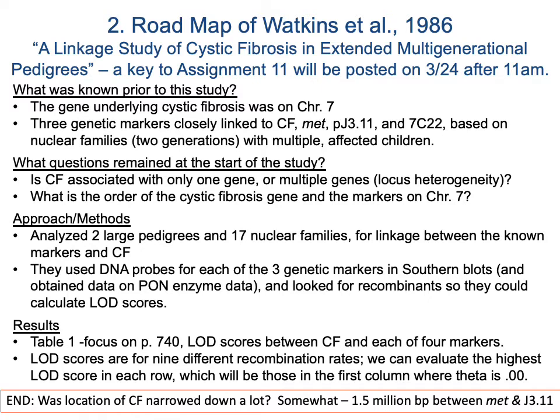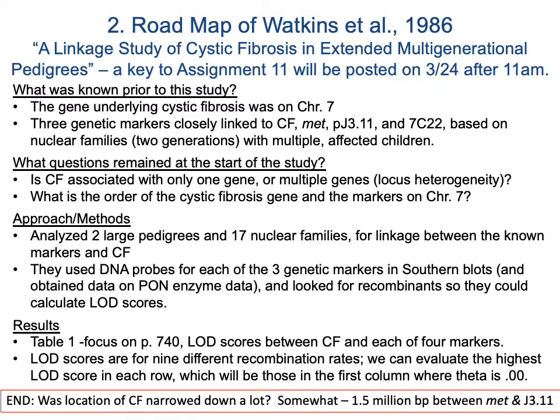So they used DNA probes for each of the 3 genetic markers, and they performed Southern blots. And then for one of the markers, they were actually able to look at enzyme data. And again, they're looking for correlations. Does the presence of the marker, basically a band on the Southern blot, or positive enzymatic activity, are these markers linked with cystic fibrosis? And then they were looking for recombinants so they could calculate LOD scores that would inform them as to whether or not linkage occurred.